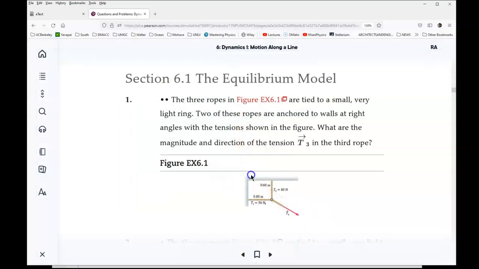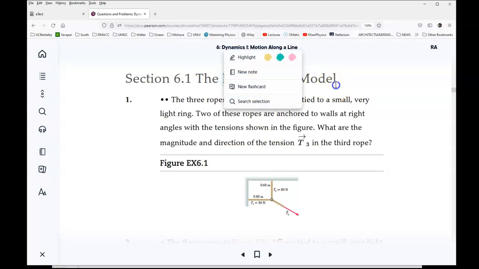So what does it say here? Two of these ropes are anchored to the wall at right angles with tension shown in the figure. What are the magnitude and direction of the tension T3 in the third rope? In other words, these are in equilibrium. All these forces combined will cause the whole dynamical system to be in equilibrium. This is the magic word that you need to know: equilibrium. Again, what is equilibrium? Equilibrium means the sum of the forces on an object gives you zero. You need to know that very, very well. So let's work out this problem.